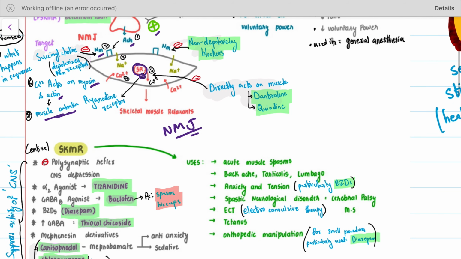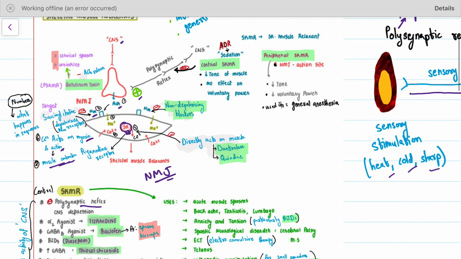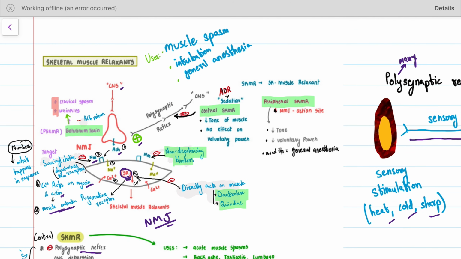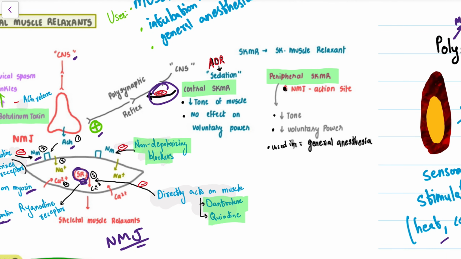These central SKMRs inhibit the polysynaptic reflex and cause CNS depression. The central SKMRs decrease the tone of the muscle, and there's actually no effect on the voluntary power. That means the individual will be able to move his arm and do all the functions on a regular basis, but those reflexes will be diminished. And one of the adverse drug reactions is sedation, right?